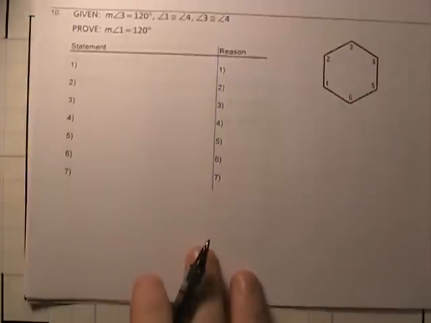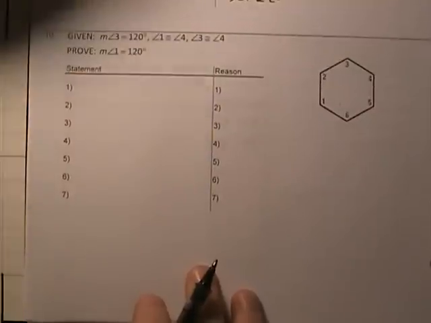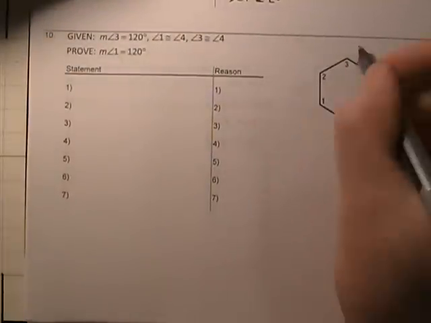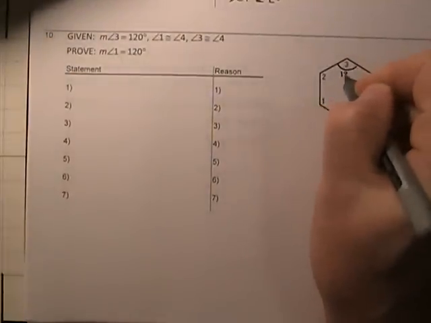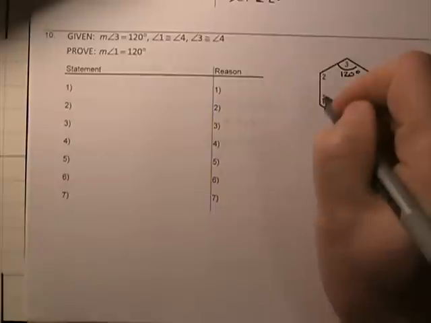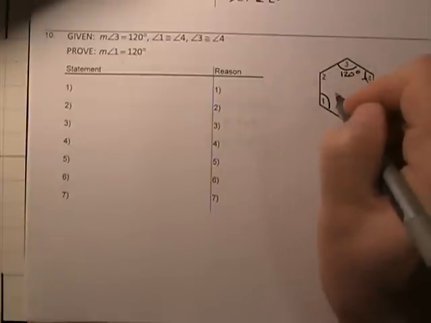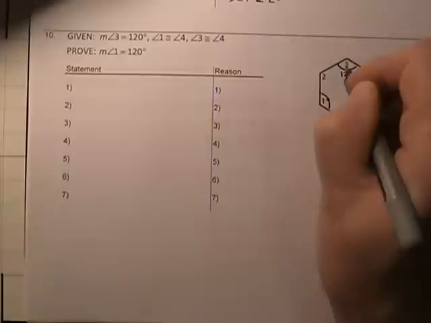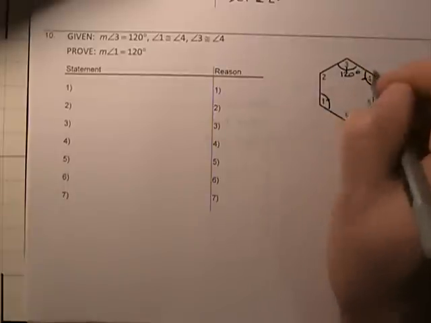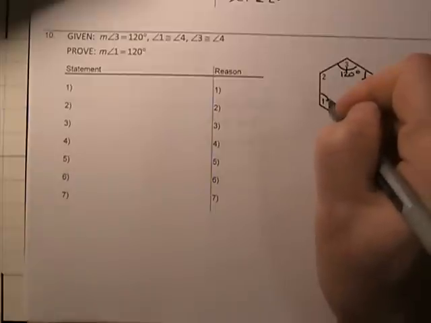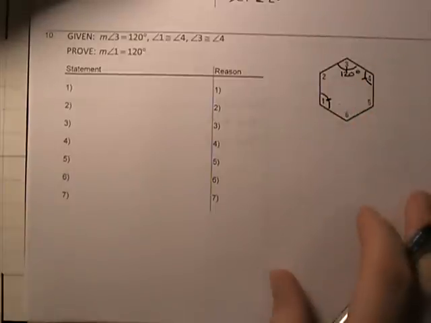Okay, we're picking up with assignment 2.6. We're up to number 10 here. And we're given that angle 3 is 120 degrees. Angle 1 and angle 4 are congruent. And angle 3 and 4 are congruent. So we've got congruent angles. They want us to show that the measure of angle 1 is also 120 degrees.